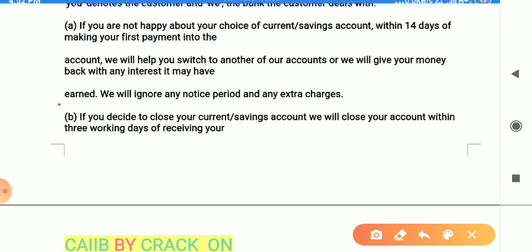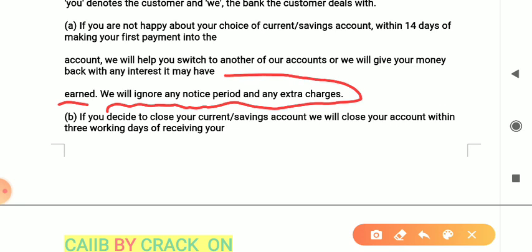And we will ignore any notice period and any extra charges. So in that case the bank may ignore the notice period.